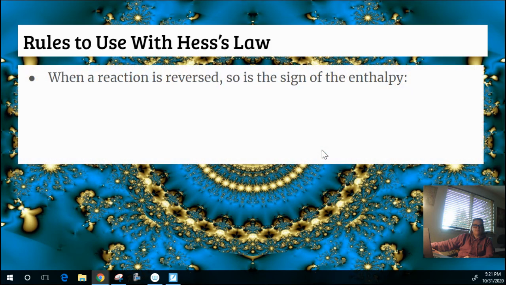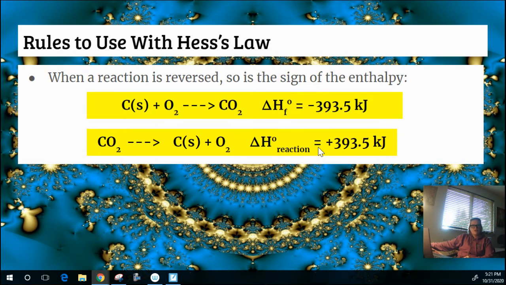Rule number 1: when a reaction is reversed, so is the sign of the enthalpy. So here's my carbon making carbon dioxide again. The heat of formation here is going to be negative 393.5 kilojoules. But if I was to reverse this process and all of a sudden the carbon dioxide decomposes to make carbon and oxygen, my heat of reaction is now going to be positive. So if I flip the equation, I flip the sign of the enthalpy. It turns from an exothermic process to form carbon dioxide to an endothermic process to break down that carbon dioxide to make carbon and oxygen.